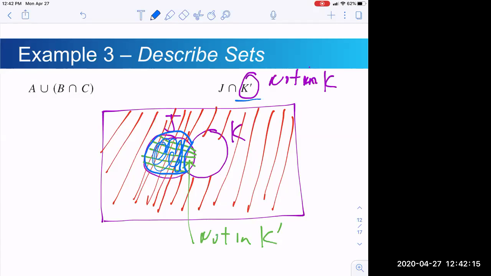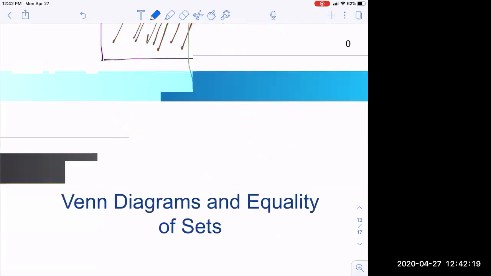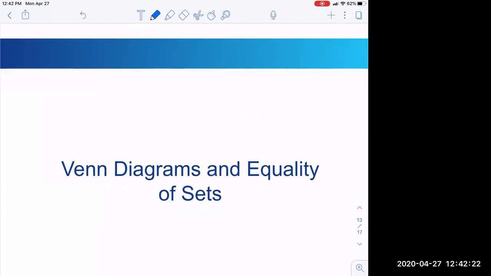You'll get a chance to play with a lot of these. Venn diagrams and equality of sets, I'm skipping those. You'll see those in another class if you take it.